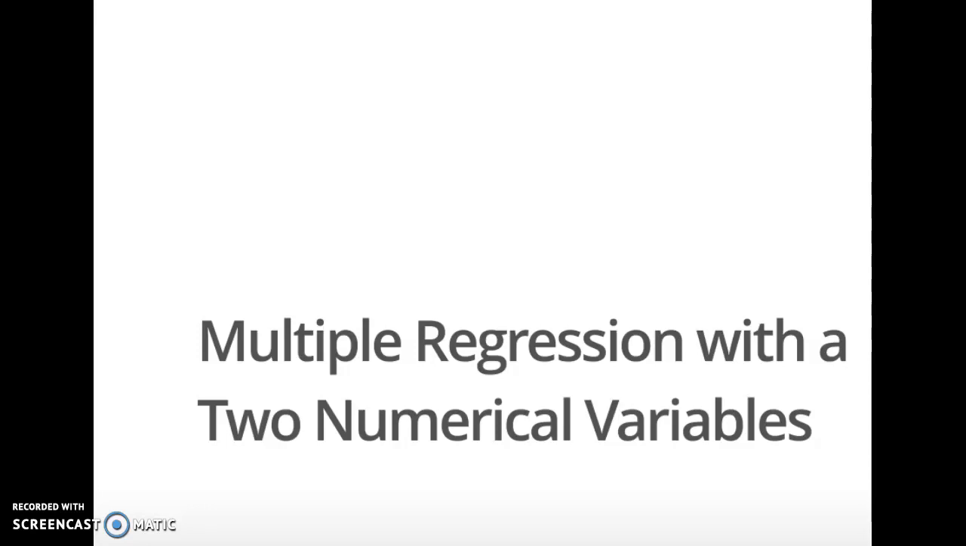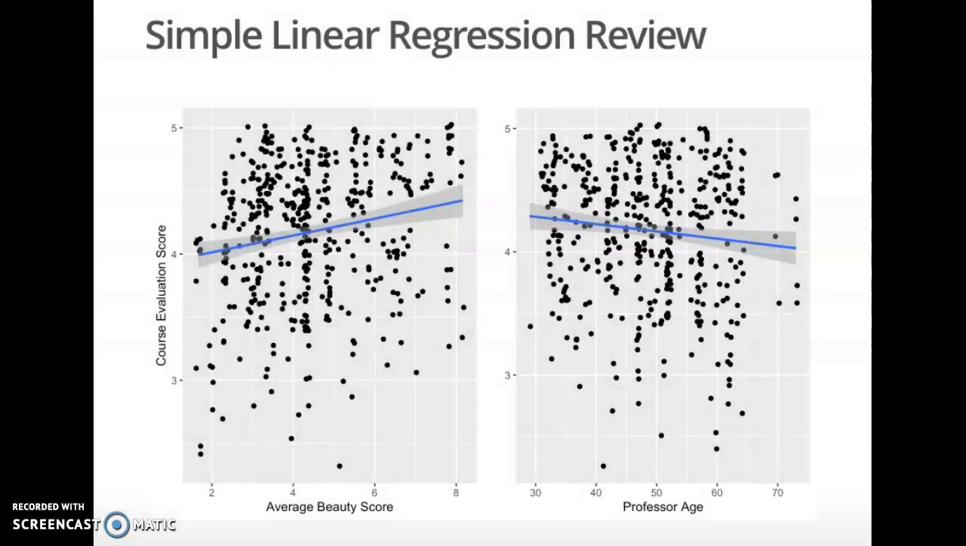All right, the next video in this series is an exploration of the idea of using two numerical explanatory variables in the context of a multiple linear regression model. So when we're thinking about transitioning from simple linear regression to multiple linear regression, we're thinking about the possibility of adding multiple explanatory variables in our model.